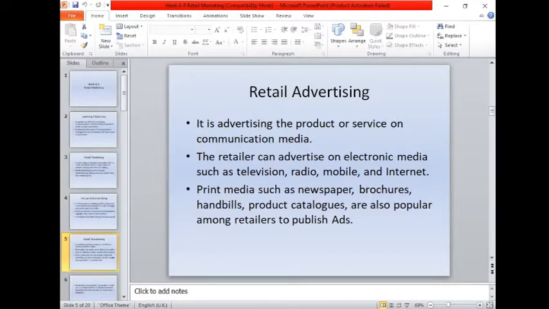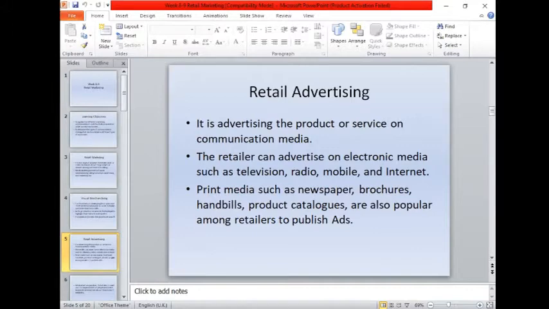Retail advertising is about an activity of promoting the products and services, and even the store itself, using communication media. The communication media is composed of electronic and print media. So when I say communication media, these are also tools that can be used to promote the products to the customers in a non-face-to-face way.